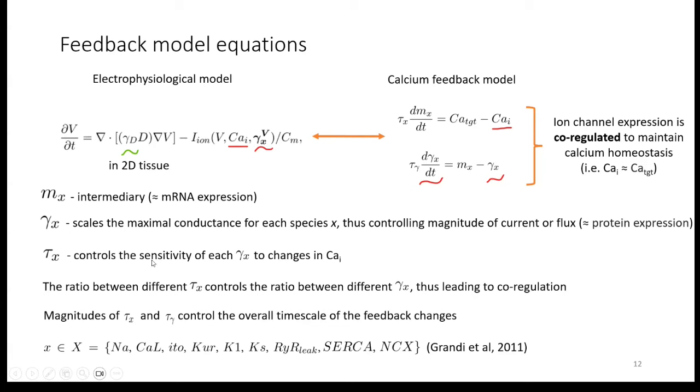And then you have these taus that are some time constants that control the sensitivity of each of these to the right-hand side of the equation. And the interesting thing is that if you have different ratios in this tau x, you're going to control the ratio between the different gammas, because gamma just reacts to m. So however you control m, you're going to end up affecting the gamma concentration. And in our case, x is going to be all of these channels. I just put them here. It's more interesting if you're actually a cardiac physiologist, but I just have them here for reference.